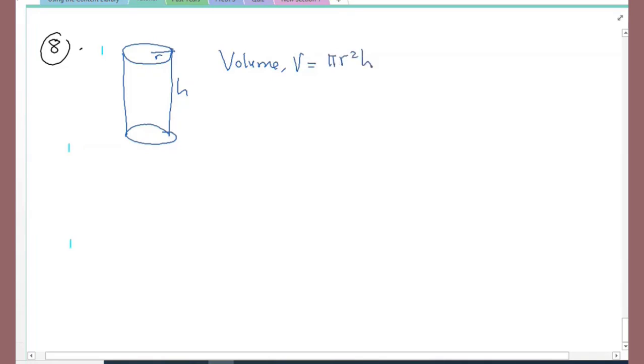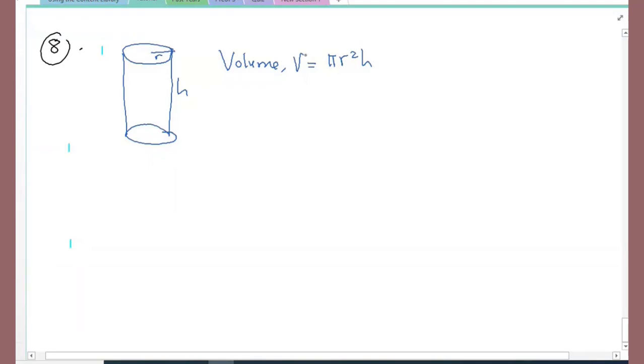Imagine a cylinder. This is a cylinder. R is the radius, H is the height. So volume: what is the formula for cylinder volume? Pi R squared H. This is the formula. So given this one is equal to the volume.